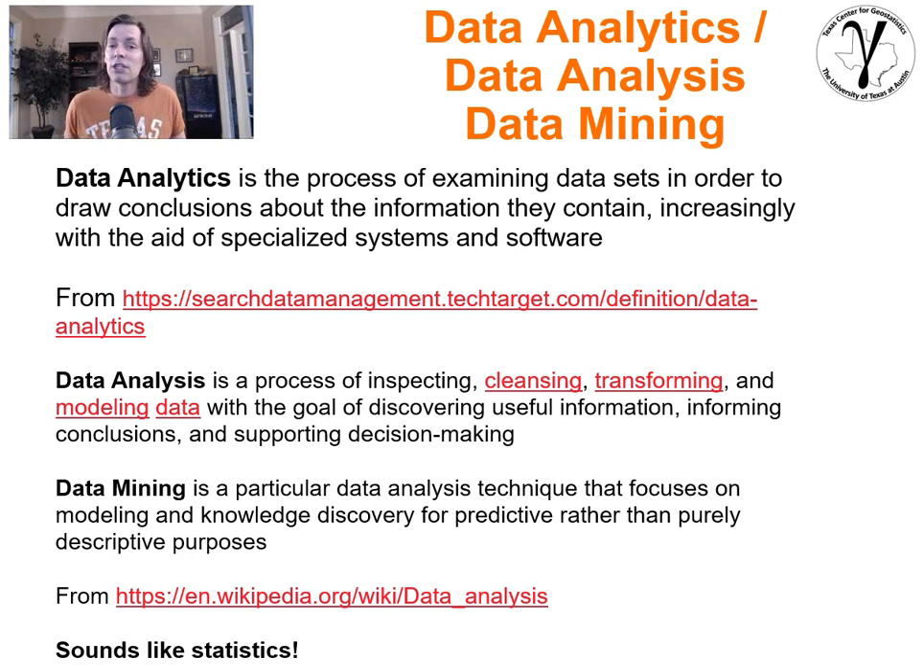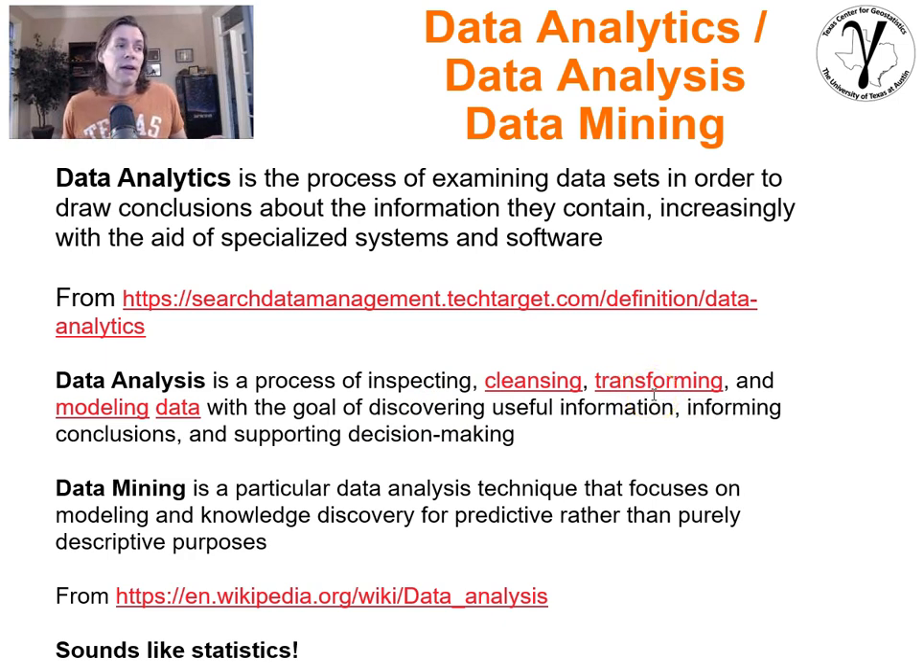If you look up the definition for data analytics, you'll find a variety of them, and they're pretty similar. There's pretty good consensus around this, that it's the process of examining data sets in order to draw conclusions about the information they contain. And specifically, they might note that you're being aided with specialized systems, software, tools, methods, workflows. If you look at data analysis, it's closely related. It's more the action of inspecting, cleansing, transforming, modeling data with the goal of discovering useful information and informing conclusions.